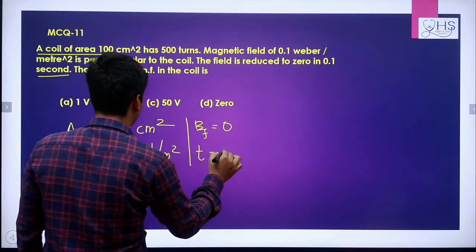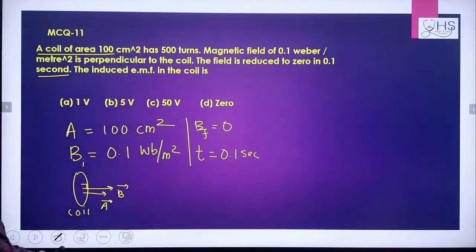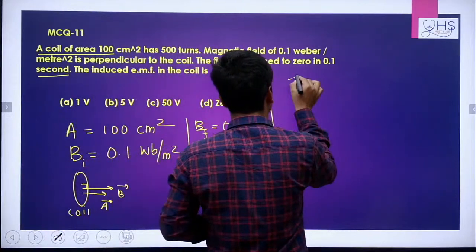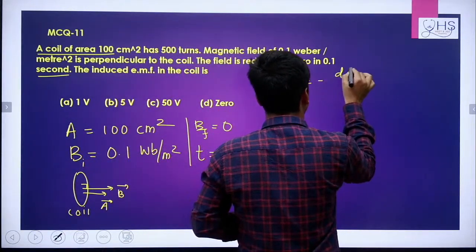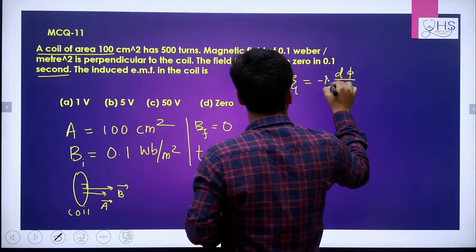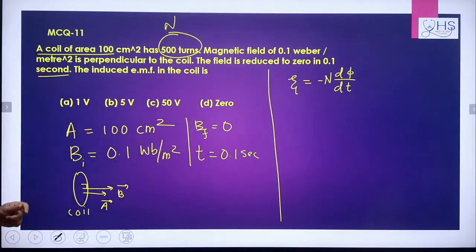That means t is given, 0.1 second. Now what is the induced EMF in the coil? Now the same formula, EMF is minus d phi by dt. And if the number of turns is there, you can put n. Here it is given n number of turns, so n equals 500.